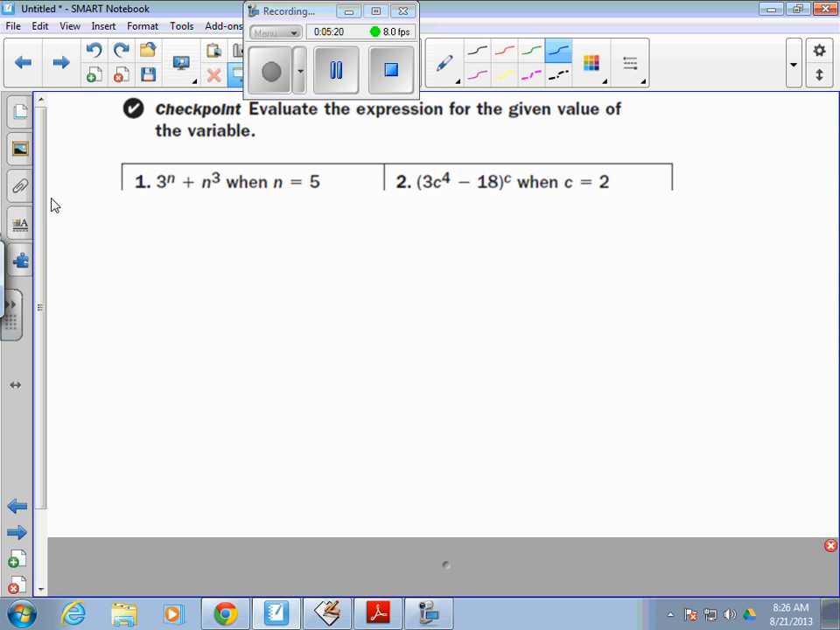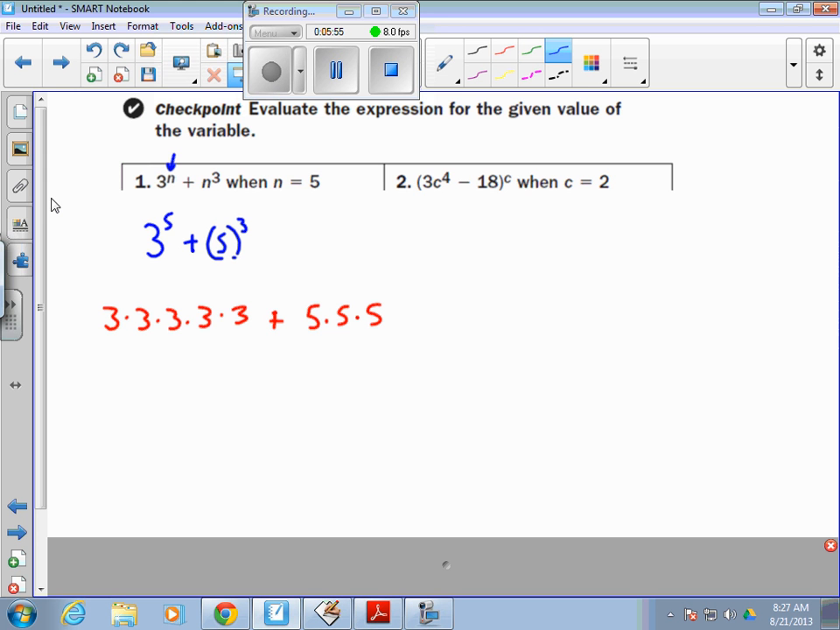And then you have a checkpoint at the bottom. It says 3n plus n to the third when n's value is 5. Notice we have to plug in 5 in 2 different spots. The first one, 3 to the 5th power, is where we're going to plug the first n in. Plus, n's value is 5 to the 3rd power. So 3 to the 5th power means 3 times itself 5 times. Plus, 5 to the 3rd power means 5 times itself 3 times.